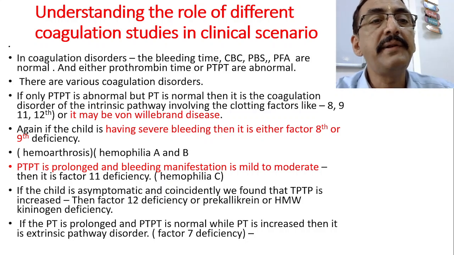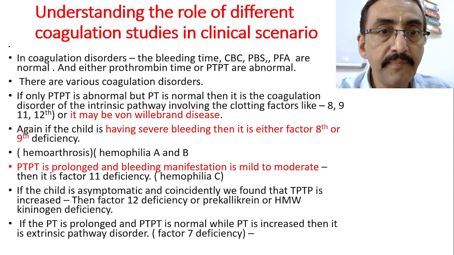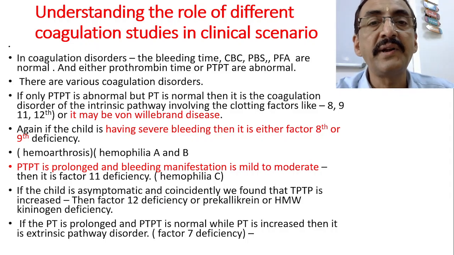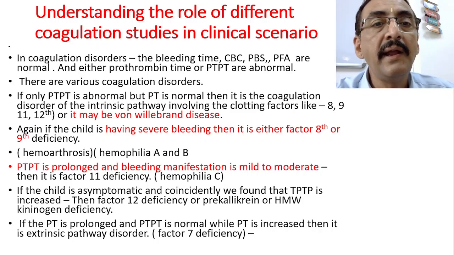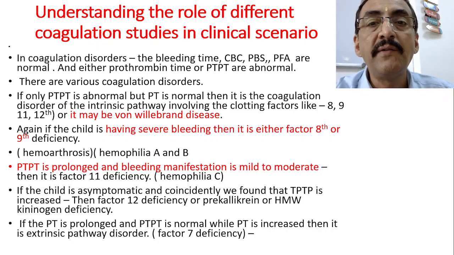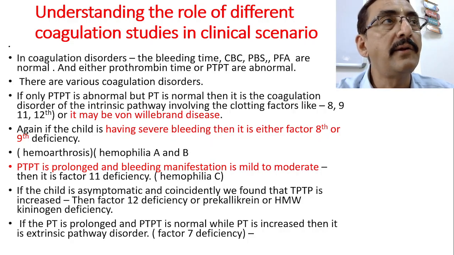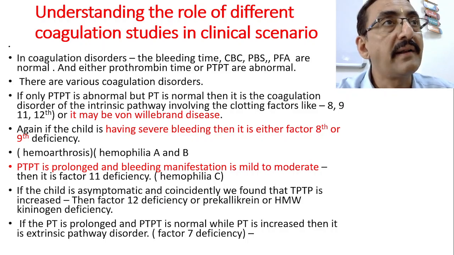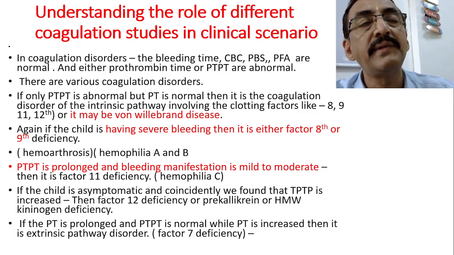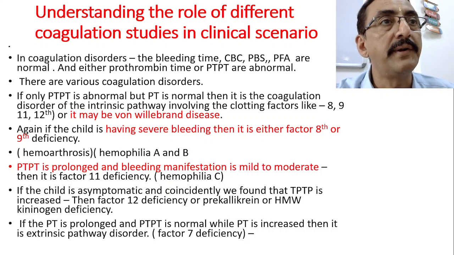If only APTT is abnormal, but PT is normal, prothrombin time is normal, then it is a coagulation disorder of the intrinsic pathway involving the clotting factors 8, 9, 11 and 12. Okay? So because APTT is affected, it is a disease of the intrinsic pathway, one possibility.